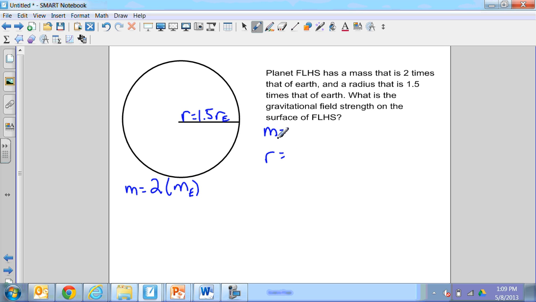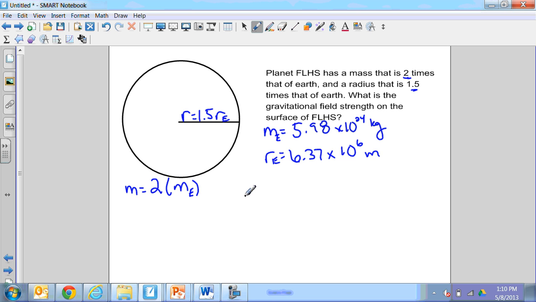If we write out our variables here, our mass of Earth is 5.98 times 10 to the 24 kilograms, and our radius of Earth is 6.37 times 10 to the 6 meters. So I know these two values. Now I just have to figure out what's 2 times that mass and what's 1.5 times that radius.